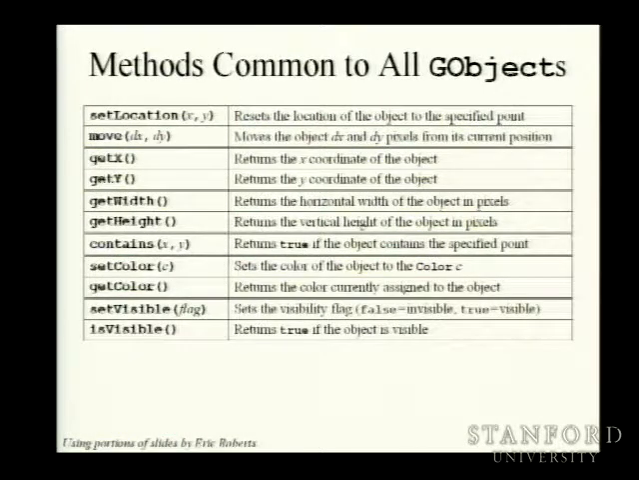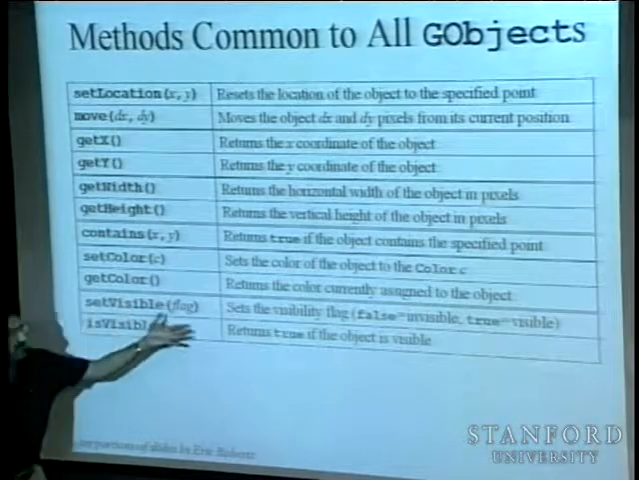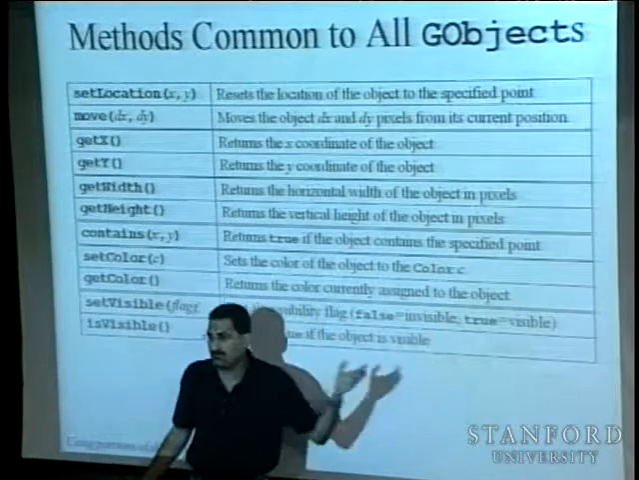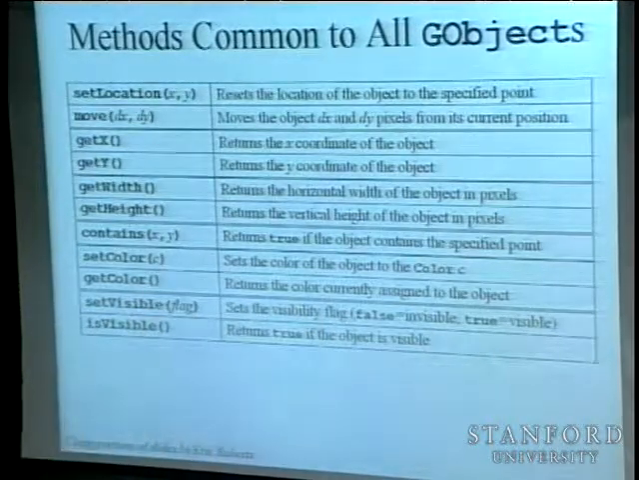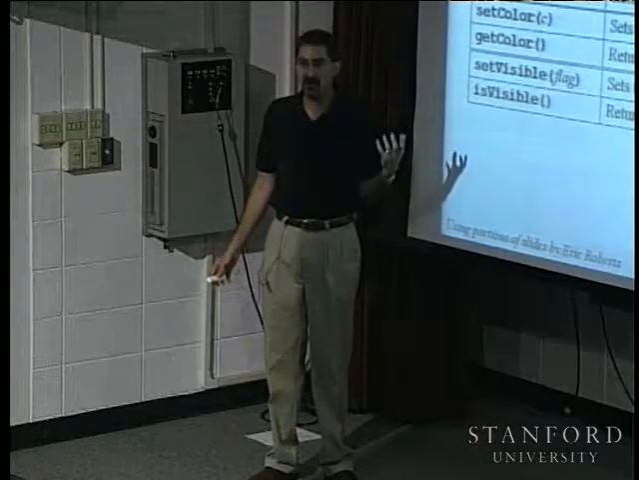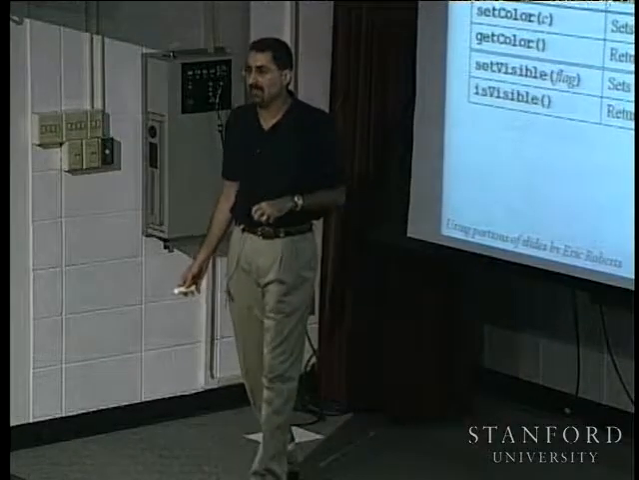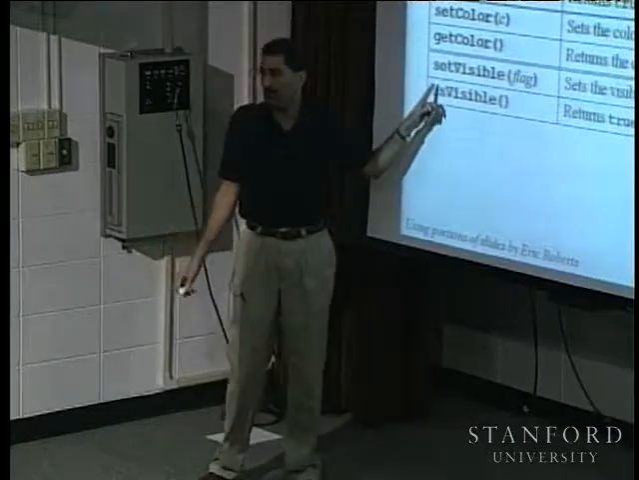Here's one that we haven't talked about so far. It's kind of funky. Set visible and is visible. So with set visible, you set it either to be false or true. If it's false, the thing becomes invisible. If it's true, it becomes visible. You might say, hey, Maron, how is that different than remove? I thought remove takes an object off of the canvas. This is not taking an object off of the canvas.